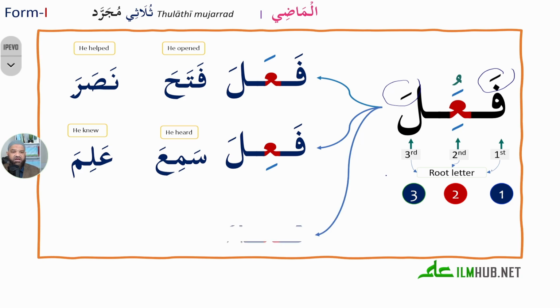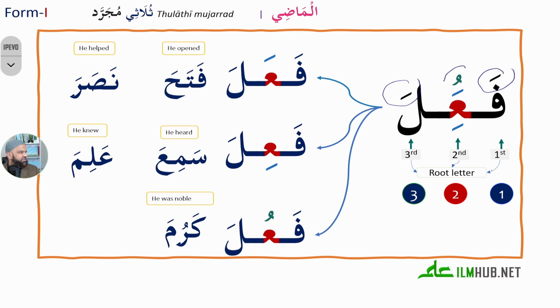Then we have fa'ula, which is the middle root letter taking a dhamma, and then we have an example here, karuma, meaning he was noble. At this stage, don't worry too much about vocabulary, what each word means. Focus on the scales themselves. So in theory, we have that fully covered. The only variation in the scale is the dhamma, fatha, and kasra. And again, dhamma meaning pesh, fatha meaning zabar, kasra meaning zir. So these are the 3 middle root letter variations. Otherwise, the scale is identical for the madi.